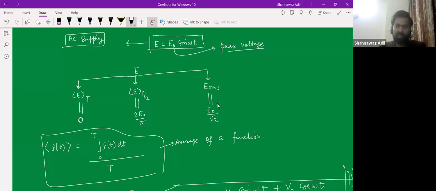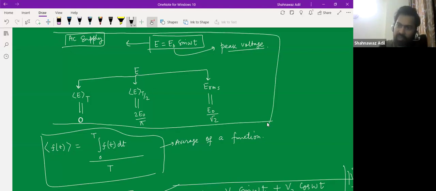Just note down up to this point, and this would be enough, right? No need to derive, just note down this. Yes, noted, guys. This E naught is the peak voltage, right?